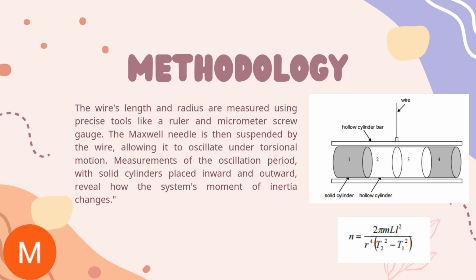The wire's length and radius are measured using precision tools like a ruler and micrometer screw gauge. The needle is then suspended by the wire, allowing it to oscillate under torsional motion. Measurement of the oscillation period with the solid cylinder placed inward and outward reveals how the system's moment of inertia changes. And then we change the position of the hollow and solid cylinders.